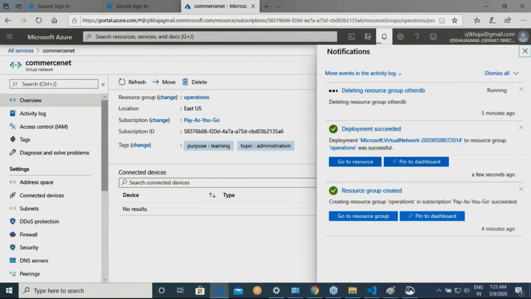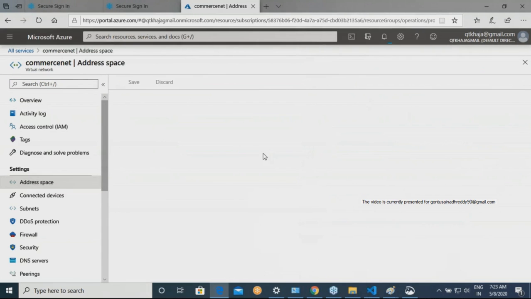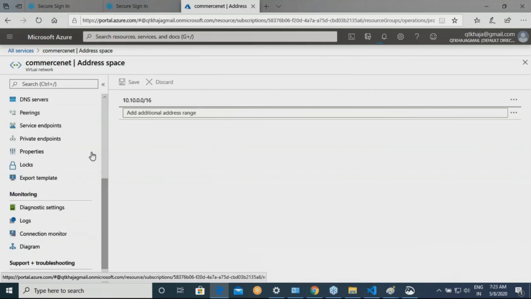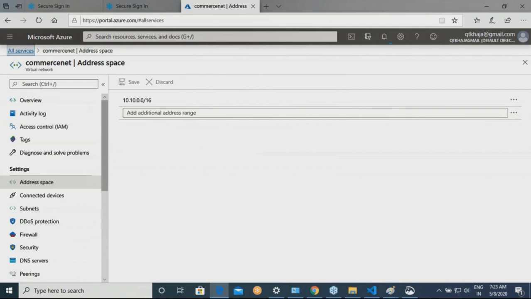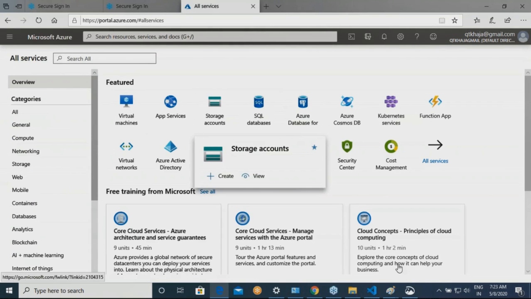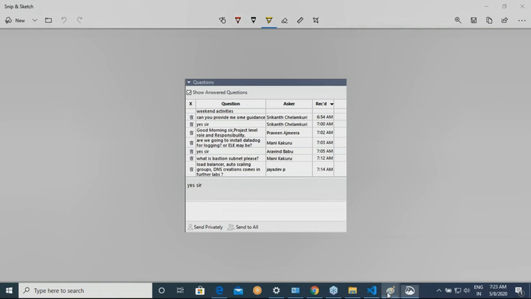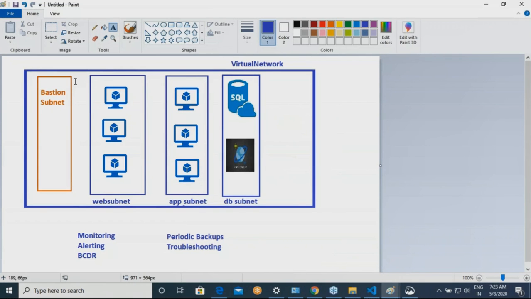Okay, so the virtual network has been created, and now if you look into this, I have the stuff, and from here, let us try to look into some of the operations activities. What are the different operations which we can perform? What are the different services which I can add? Okay, so my network is in place. So I have to basically look into Bastion.